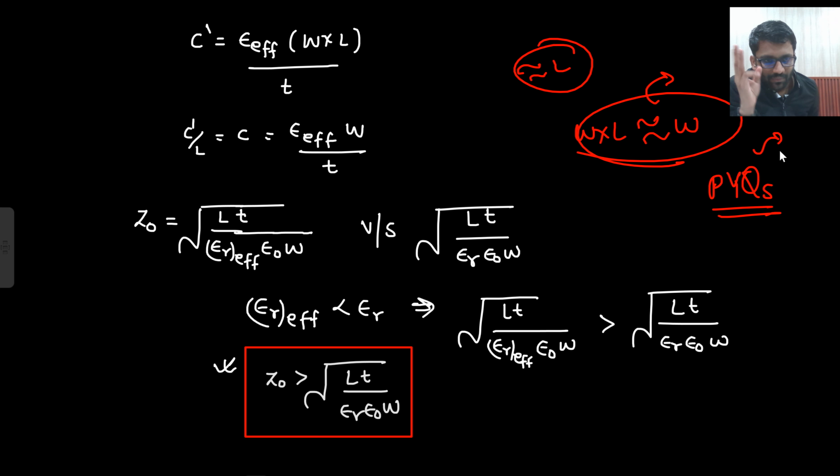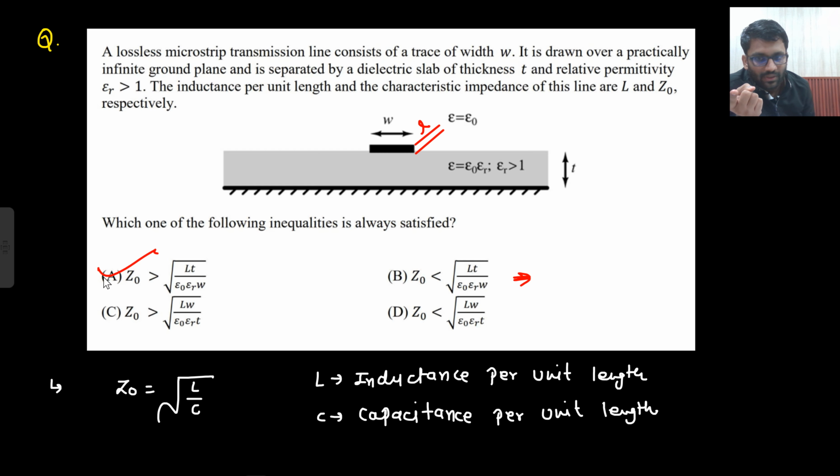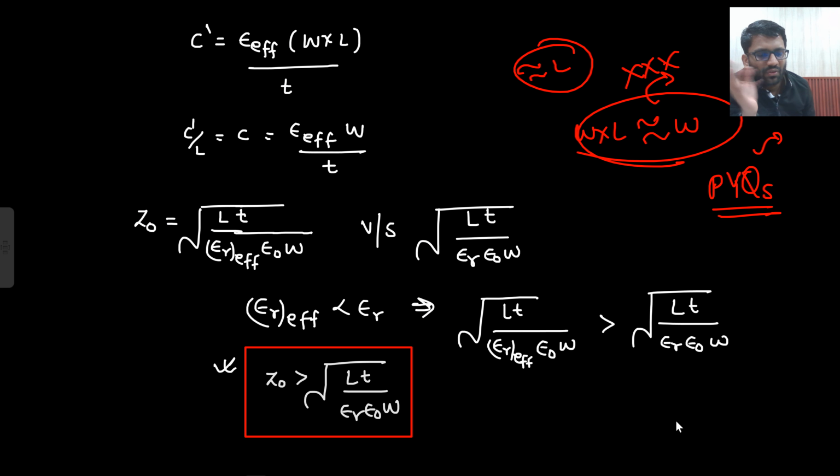So in all the PYQ books, what they have given is that W into L is approximately equal to W. Absolutely wrong, it doesn't make any sense, because here they are using capacitance per unit length, so there is no approximation here. The doubt is this. As per me, this should be Z naught, and option A should be satisfied. But this is the answer given in the book. There is no satisfactory explanation. They are saying that okay, this value is larger, so this is my Z naught, and somehow they just say that Z naught is lesser than. So there is no satisfactory explanation.